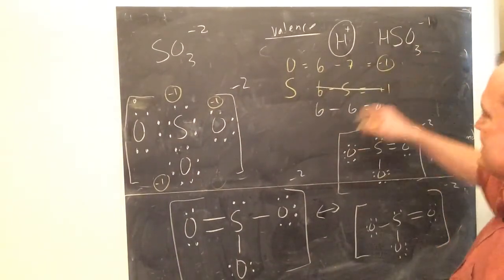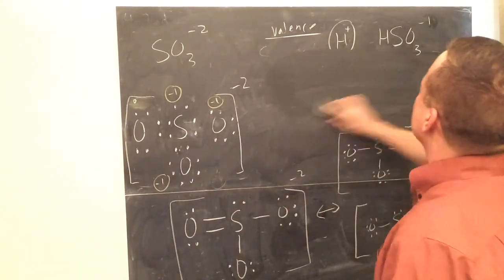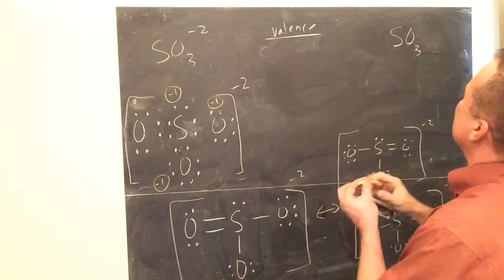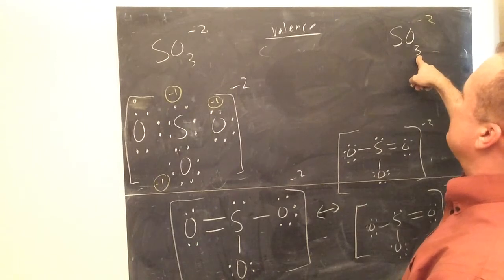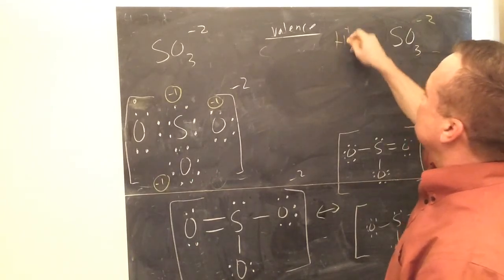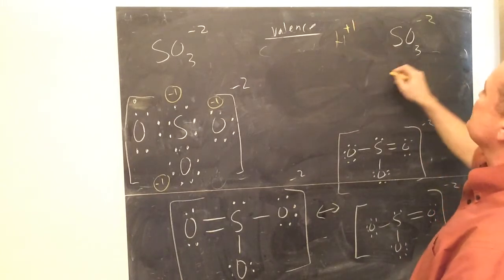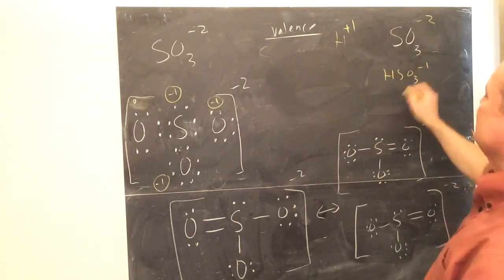Okay, watch how easy this is. If I have sulfite, think about this like how we did our net ionic equations and ionic formulas. If I have sulfite and I have H plus, when I add it, it's plus 1. If I add those together, I get HSO3, and it's no longer -2, it's -1, right?